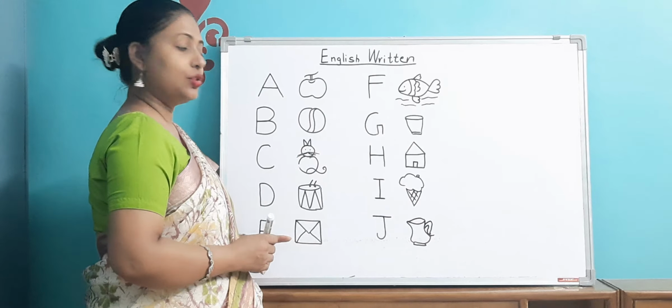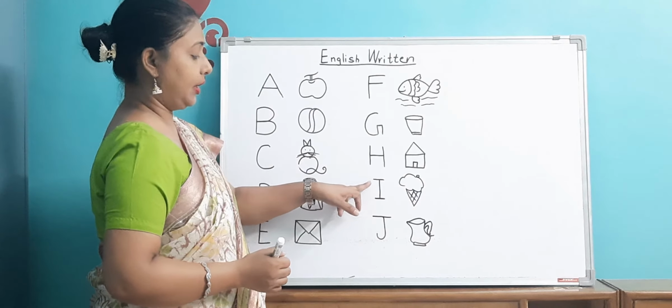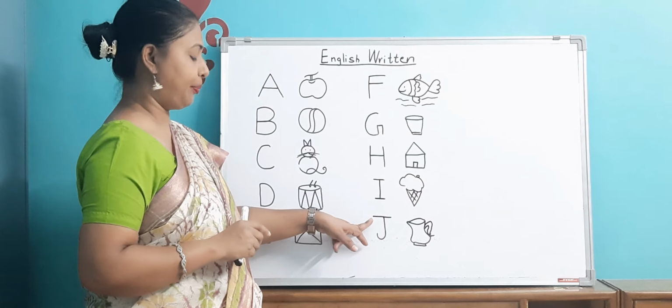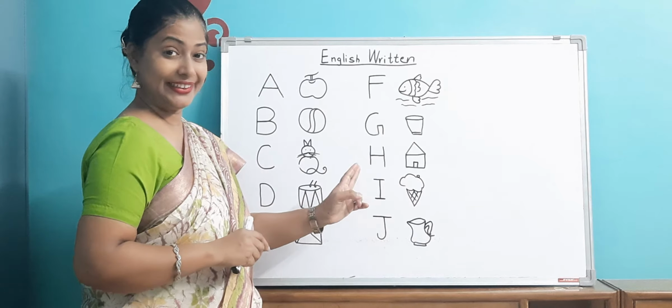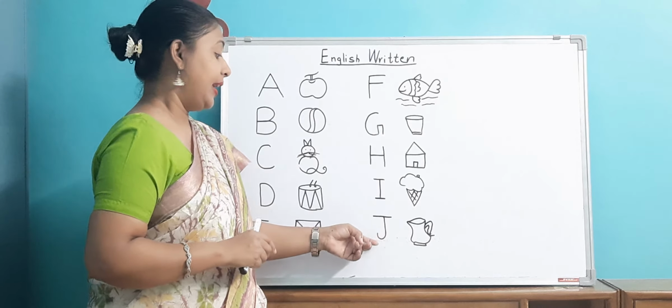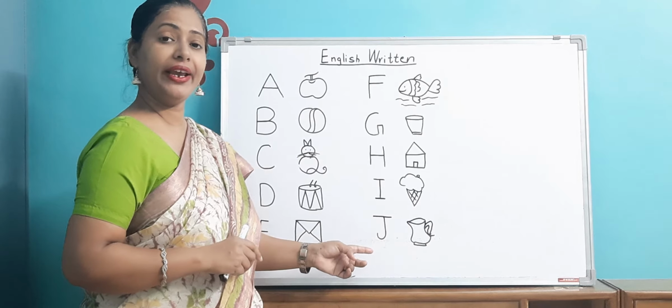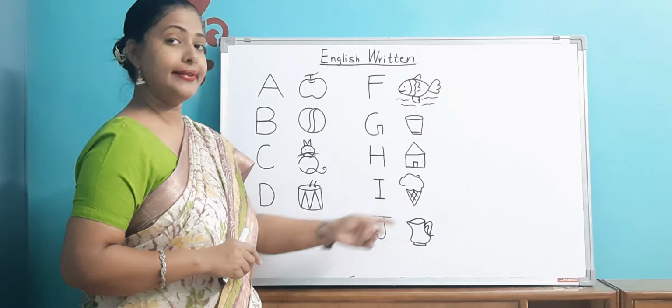Children, now we are going to learn these two alphabets, how to write within the four lines of your copy. I for ice cream, I says E. The sound of I is E. And J for jug, J says J. The sound of J is J. Jug. Ice cream.